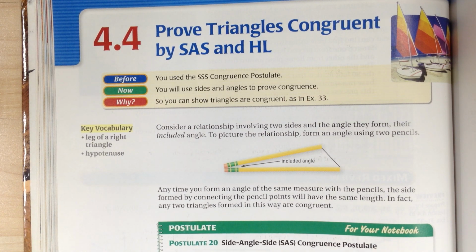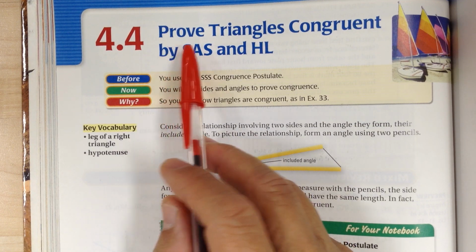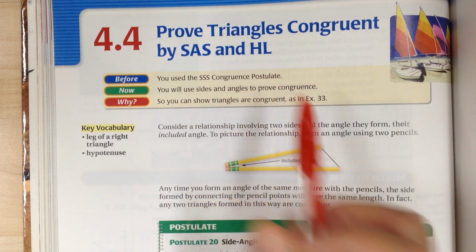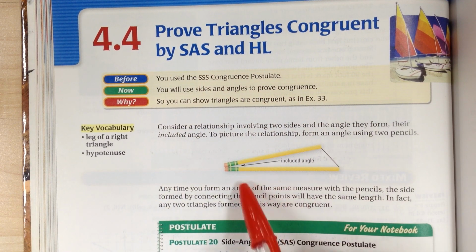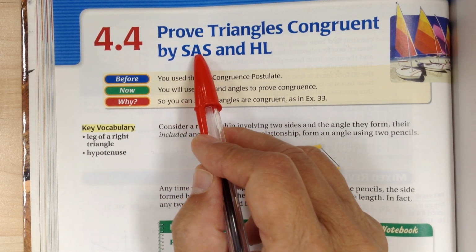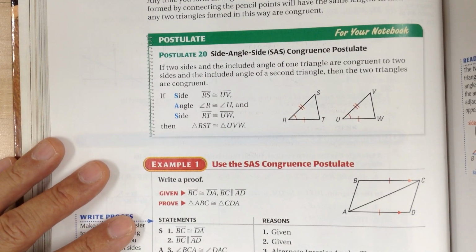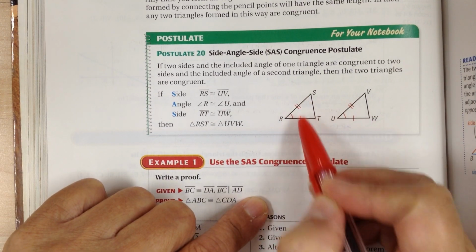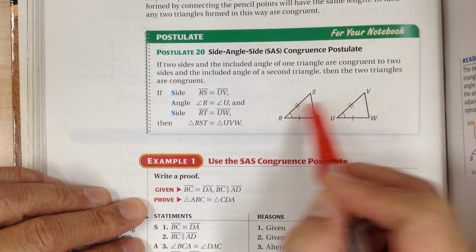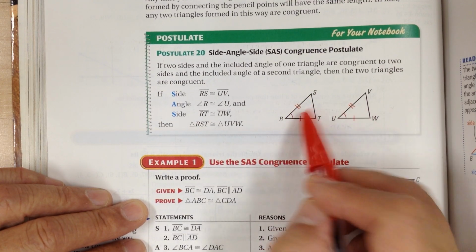Let's go to page 240, and this is lesson 4.4. This lesson is about proving triangles congruent by SAS and HL. We're going to talk more about this later on. But SAS basically means side, angle, side. And notice the angle is between the sides. So what you have is this situation over here: side, angle, side. When you have a side, angle, side situation, then the triangles are congruent. So if you can get this kind of situation, then they are congruent.